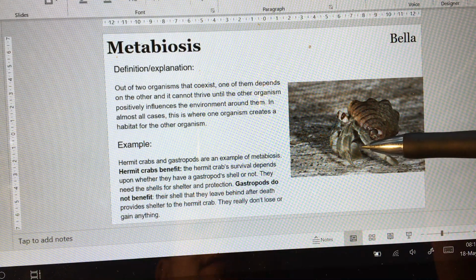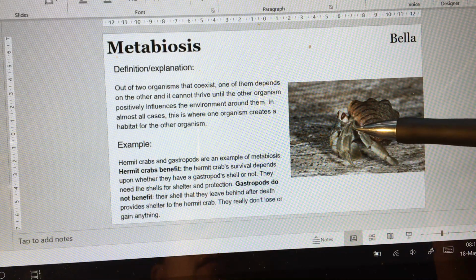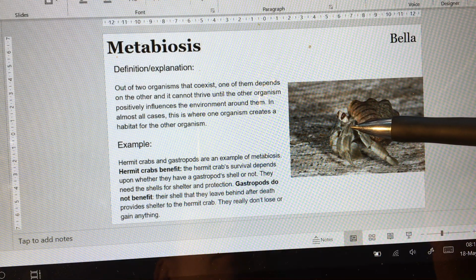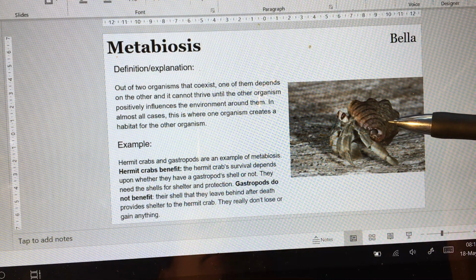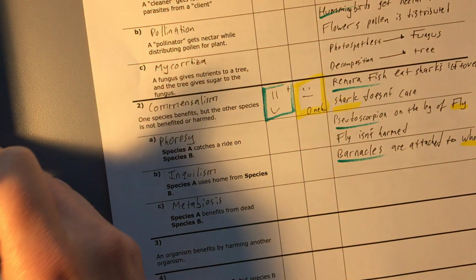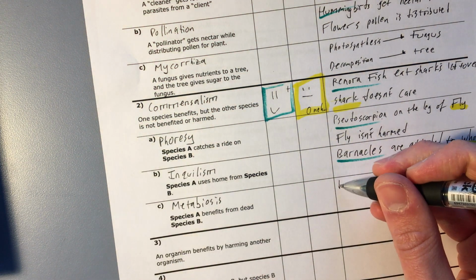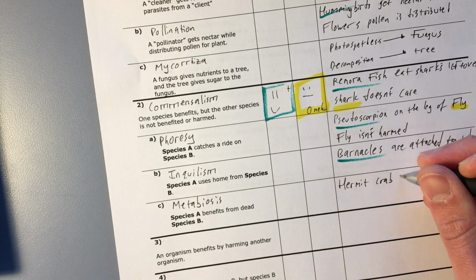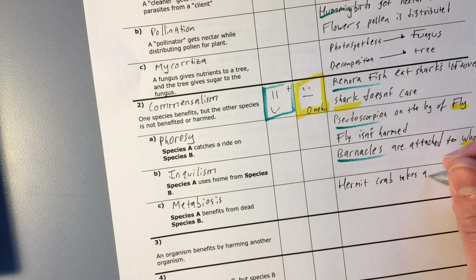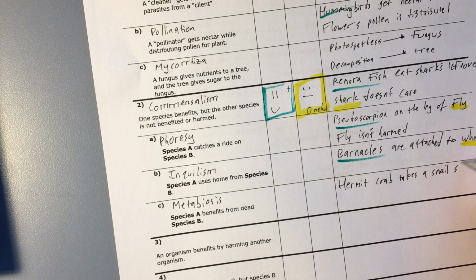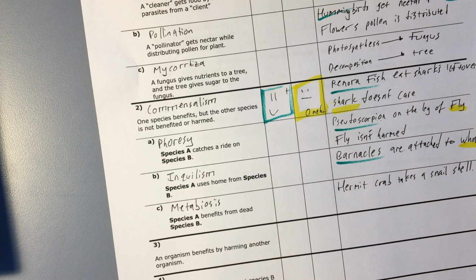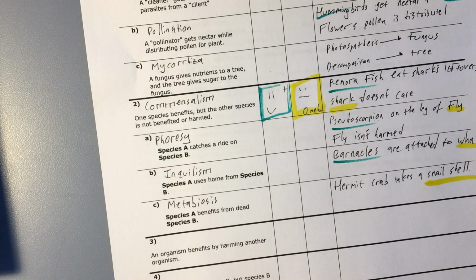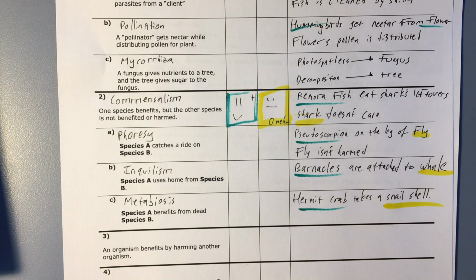And the hermit crab's like, hey, this is great. Now I can use that as my little home, as my little protection. So the hermit crab benefits. The gastropod doesn't care because he's dead. So that's metabiosis. So we can say the hermit crab takes a snail shell. Snail doesn't care. Hermit crab really benefits from that. That's great.